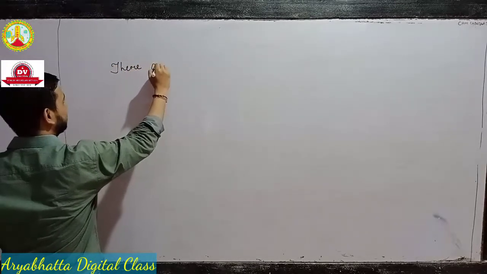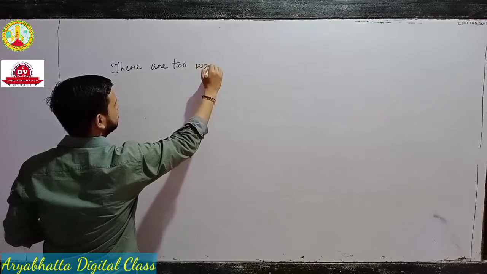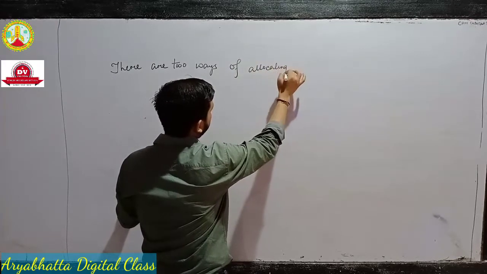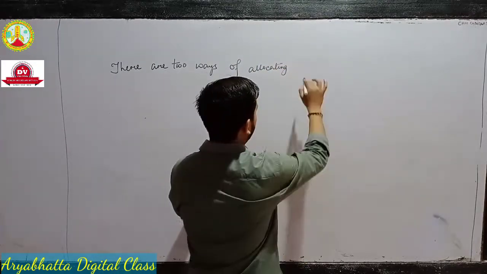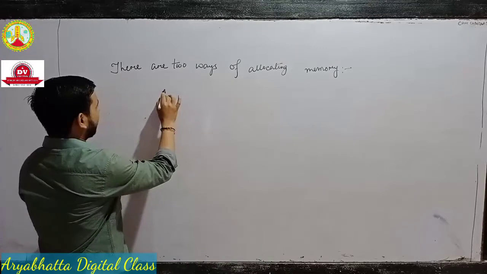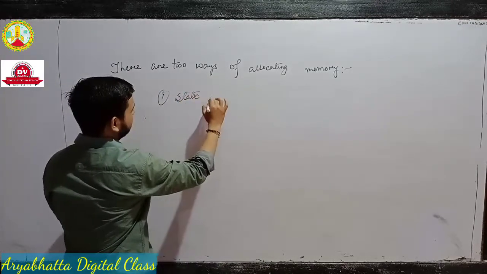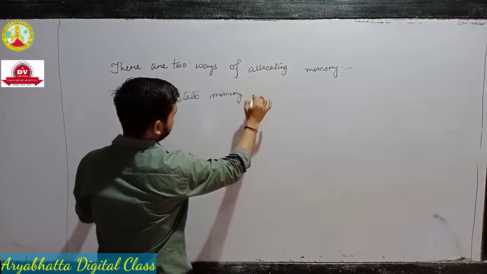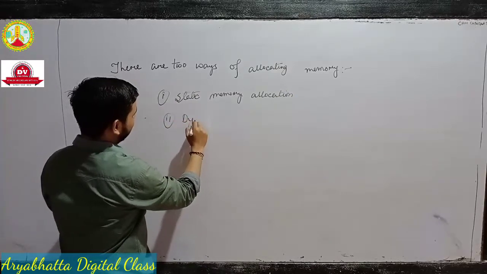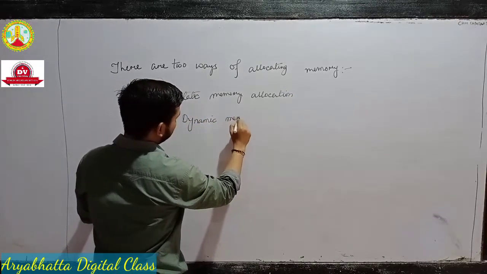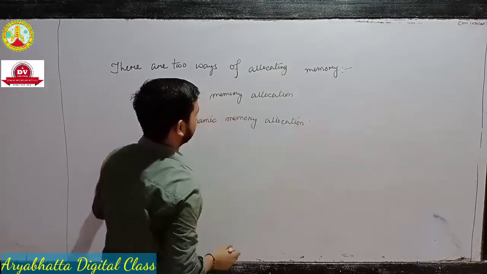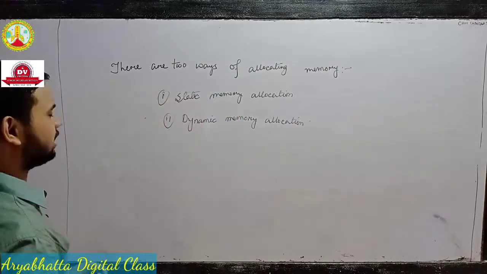There are two ways of allocating memory, right? One is static memory allocation and the second one is dynamic memory allocation, right? So what is static memory allocation?